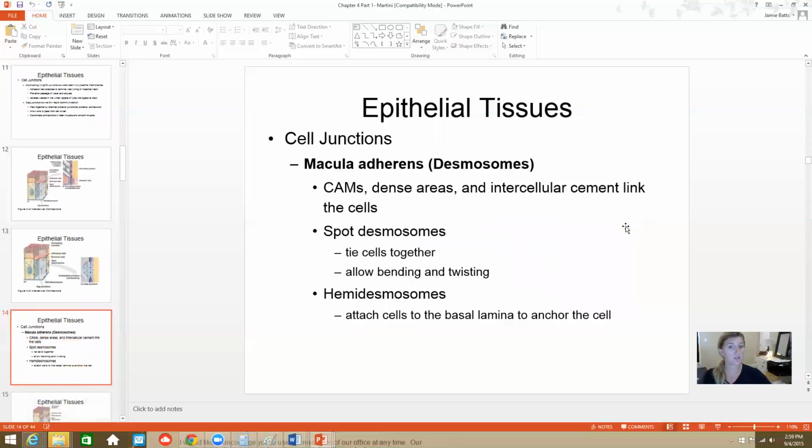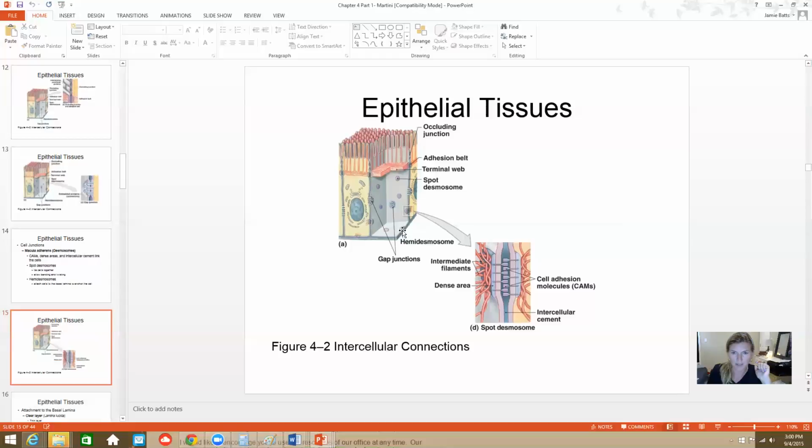So the desmosomes give the cells a little bit of bending and twisting to allow for some flexibility between the surfaces. So these are things that would be present on like our skin cells, allowing for our skin to kind of stretch and bend a little bit. That is an example of a desmosome, or a macula adherens. It's the same thing. So again, these desmosomes are just specialized proteins in between cells, allowing them to bend and twist a little bit.